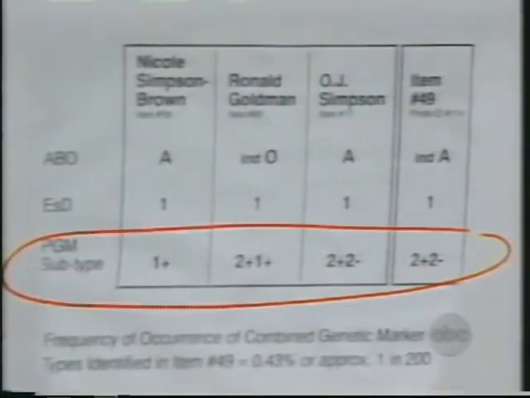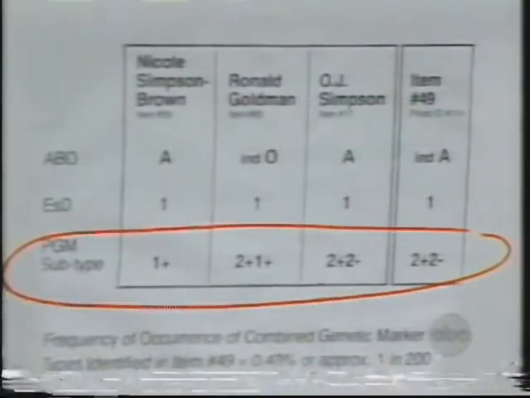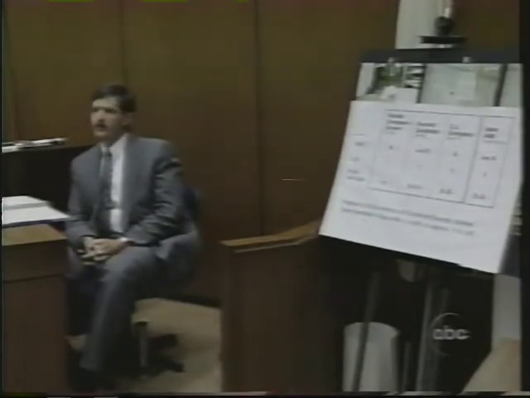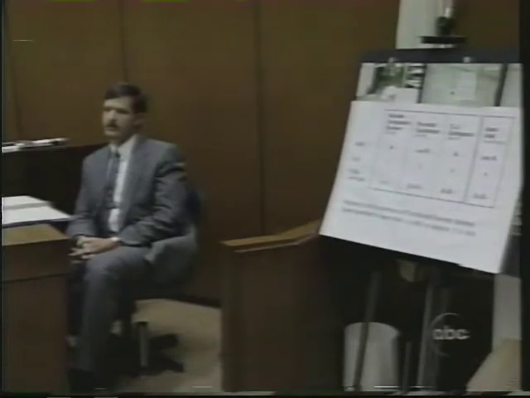Yes, that's correct. With respect to item number 49, the drop of blood on the trail at 875 South Bundy, what was the PGM subtype? The PGM subtype on that sample was determined to be a 2+, 2-. Based on the three people that you see on that chart, could Nicole Simpson Brown have left the blood drop at 875 South Bundy, marked item number 49? No, with the inclusion of the PGM subtype information, she's excluded as being a source of that sample.